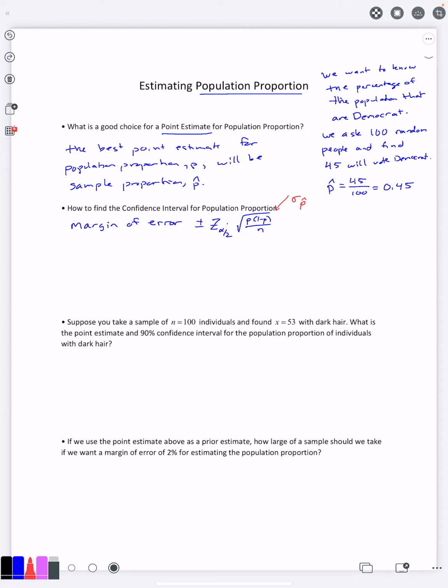And let me just tell you, this is just the value of Z that will give a confidence level of 1 minus alpha. Now that's kind of weird here, but let's say your alpha is 0.1, then 1 minus alpha is 0.9, so that would be giving you a 90% confidence level.